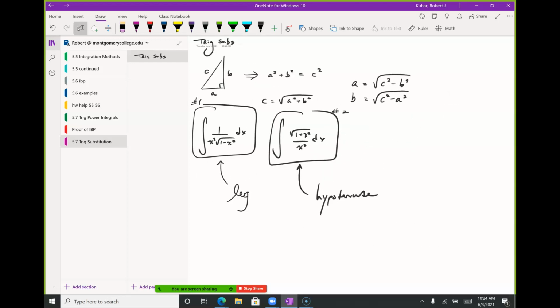So that's your first goal. Look at the problem. See if you recognize a leg or a hypotenuse, right? It's not some previous method. Okay, but of course Robert's going to say to you on the midterm, use a trig substitution. So you almost could ignore the other methods, right? But you're going to have to still decide if you have a leg or a hypotenuse problem type, right?